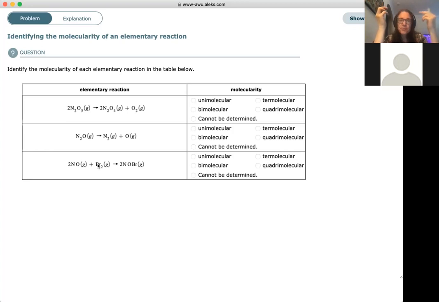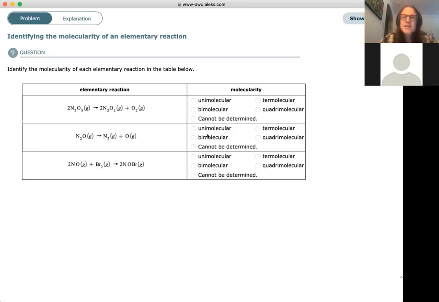Bimolecular and unimolecular are much faster generally. And so most reactions that you look at are usually uni or bimolecular. Termolecular is less common. It can happen, but it's less common. So 1, 2, 3, termolecular.